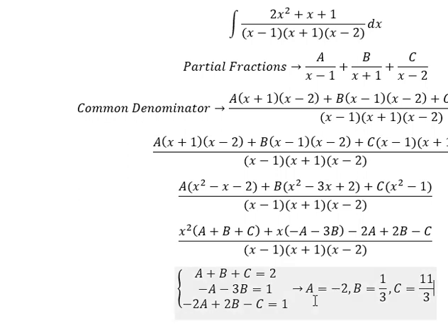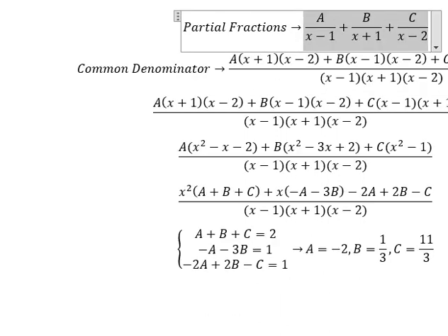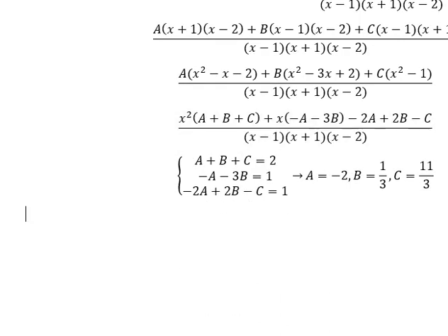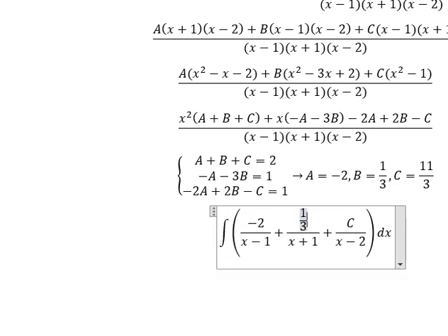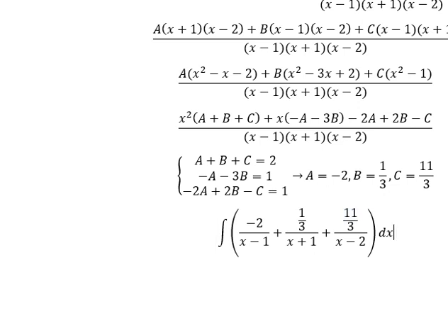So I will put A, B, C in here. So A equals negative 2. B equals 1 over 3. C equals 11 over 3. And now we have the final answer.